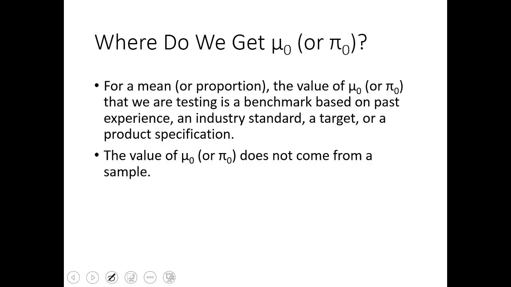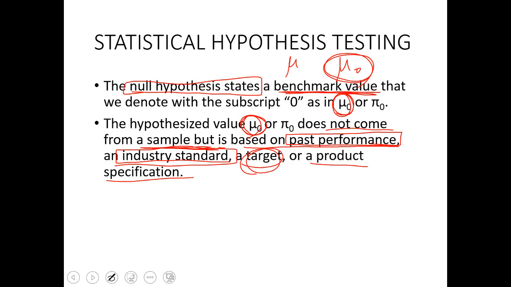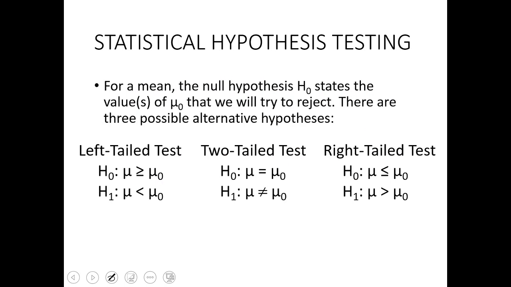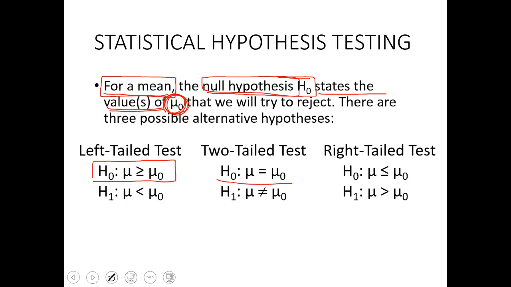Let's study the example later. So for a mean, our null hypothesis H0 states a value based on the benchmark value mu 0. And here is the example. So the null hypothesis can be defined like this.